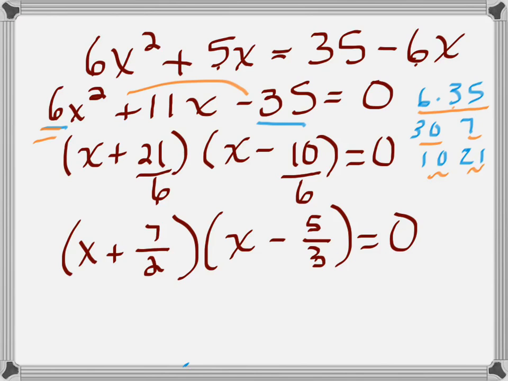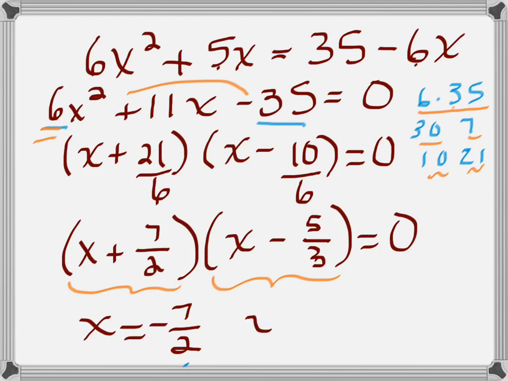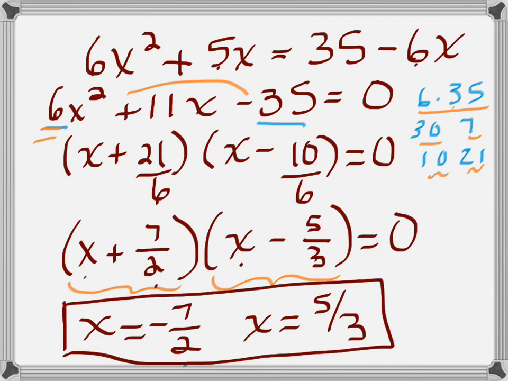Setting them equal to 0 and using the zero product property, we know that if the first term is equal to 0, or the second term is equal to 0. If the first term is equal to 0, we get x is equal to negative 7 halves. If the second term is equal to 0, we get x is equal to positive 5 thirds. And that is our final solution. So in order to solve this quadratic equation, x would have to be equal to negative 7 halves, or x would have to be equal to 5 thirds.